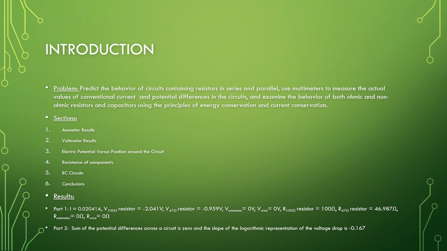and current conservation. The sections of this lab include, in Part 1, ammeter results, voltmeter results, electric potential versus positions around the circuit, and resistance of components. Part 2 is RC circuits, and finally we have the conclusions. The results for Part 1 are as follows, and the results for Part 2 are as follows.